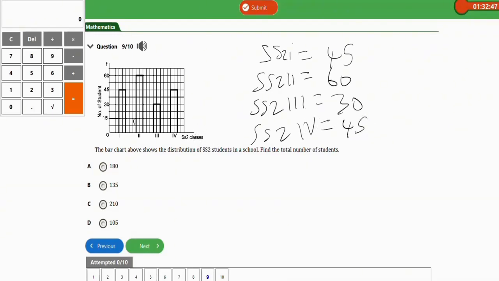So let's punch this together and see the total number. This will give us 45 plus 60 plus 30 plus 45. So what's the output? We have it to be 180. Alright, so the correct option is option A, 180. It's as simple as this. Now let's solve the last repeated question, and after it you can call it a class.